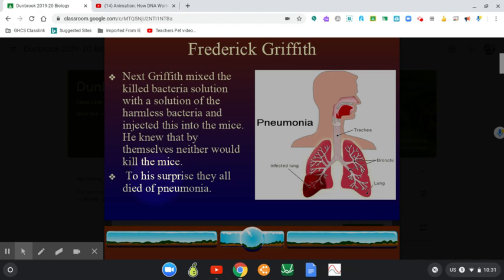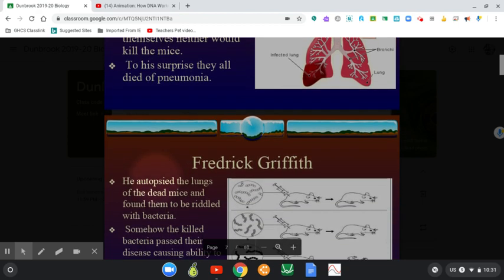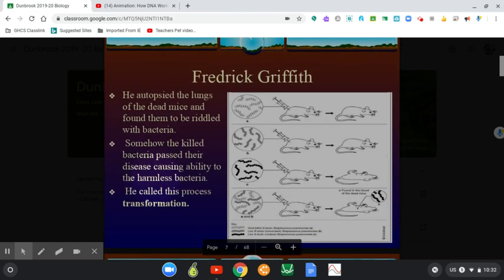What was the actual chemical that was giving these bad bacteria the power to kill, or the trait to kill? And he did an autopsy, which is kind of what you do when you look at something that's already died. You cut it open and check it out. So he autopsied the lungs of the dead mice and found them riddled with this bad bacteria. Somehow, and this is important, somehow the killed bacteria passed their disease-causing ability to the harmless bacteria. He called this transformation.